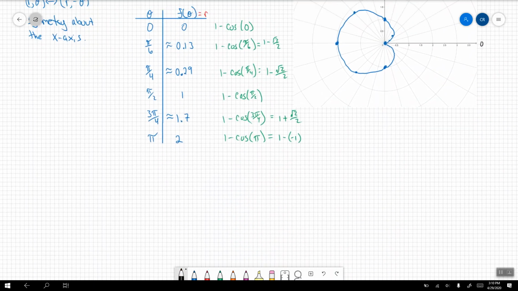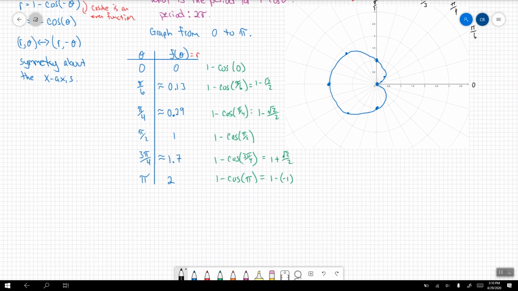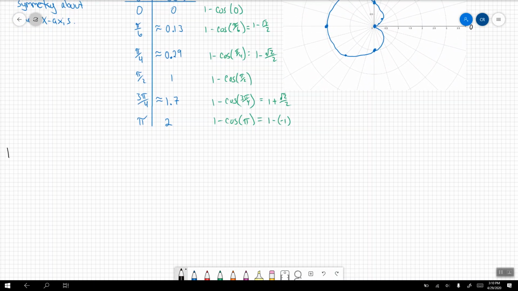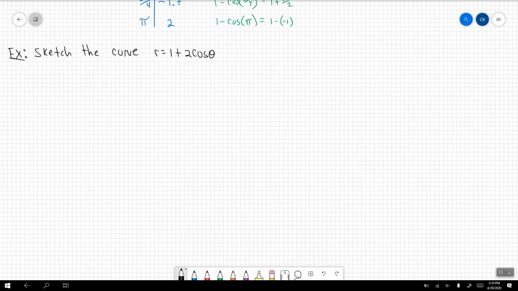All right, let's try this example here. So here goes the next example. We want to sketch the curve of r is equal to 1 plus 2 cosine of theta. All right, and we're going to see what this gets us. We could go through symmetry first, so let's go through some of that symmetry.